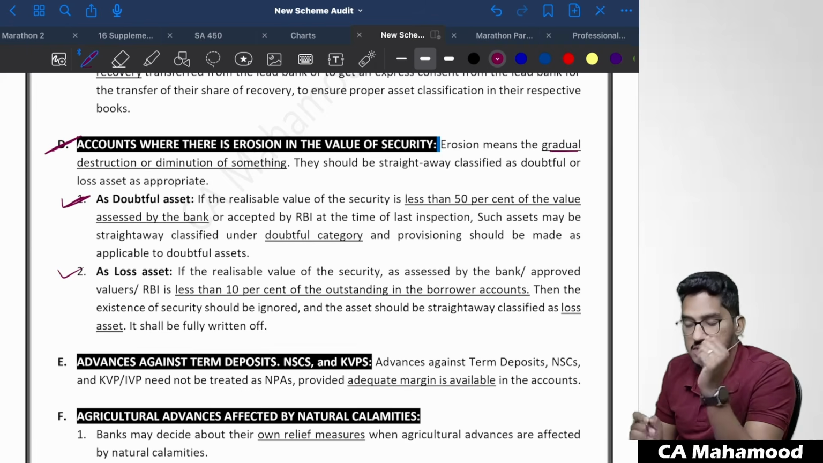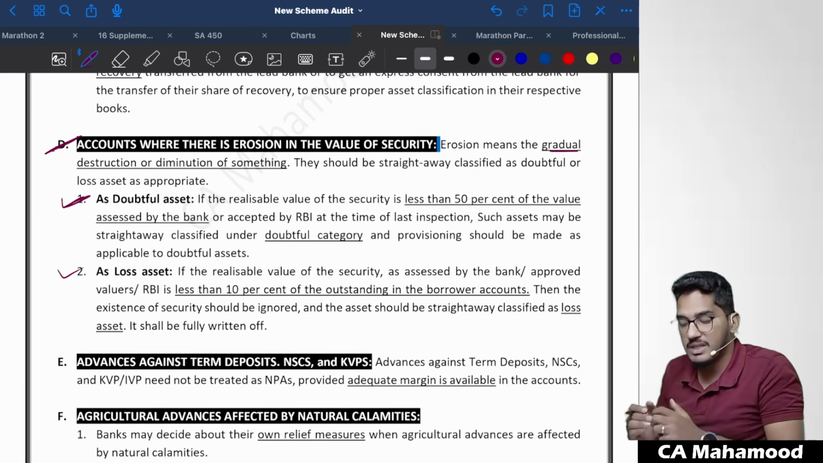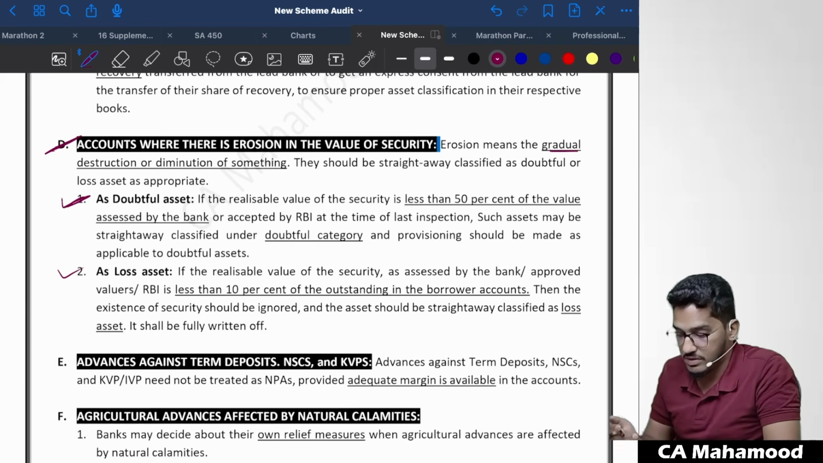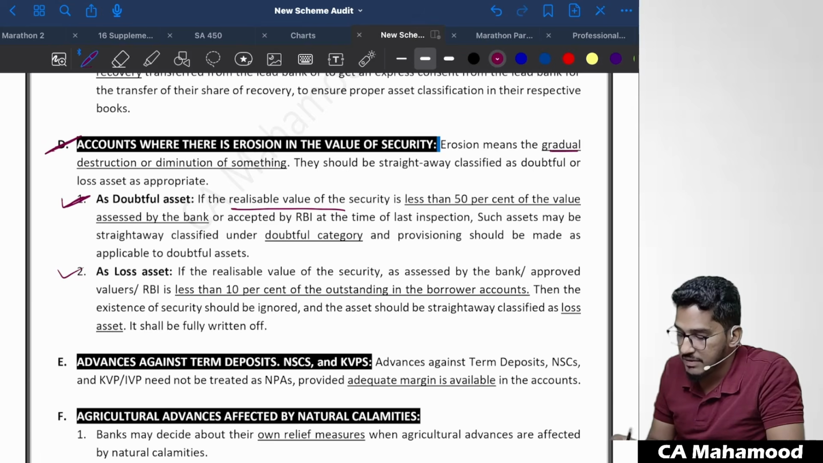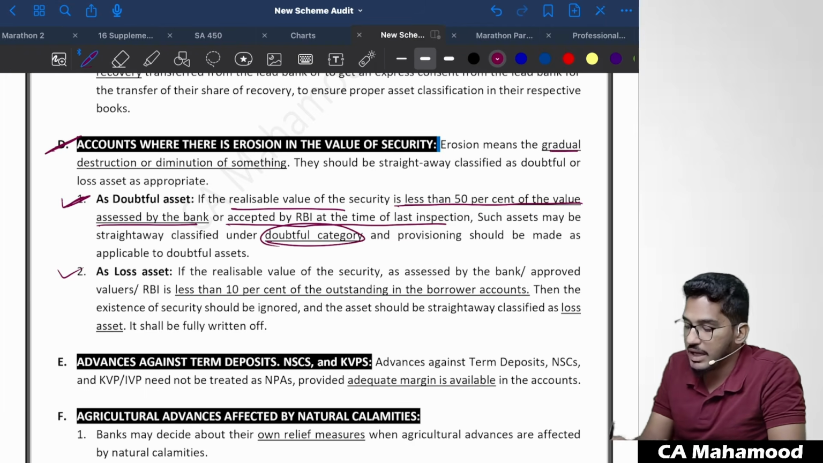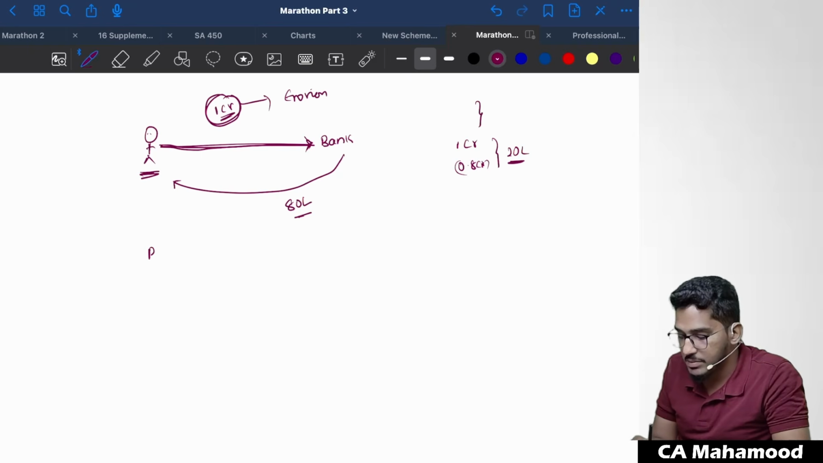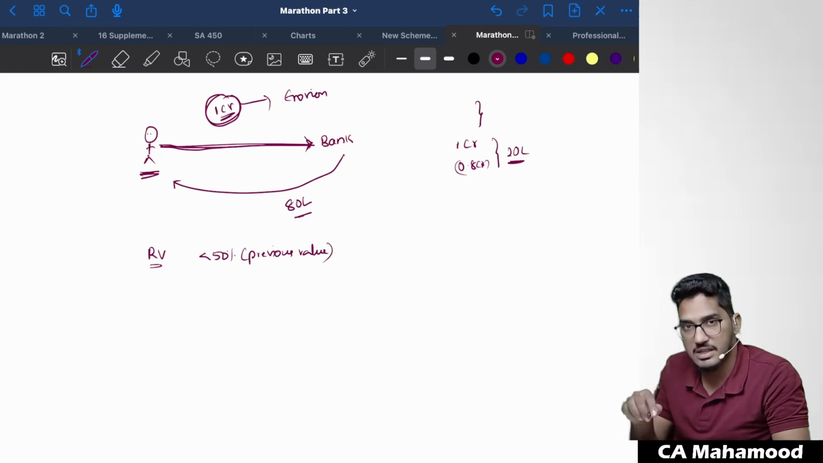In some cases we have to classify it as a loss asset. So when will we classify it as doubtful, and when as loss? Let us see. If the realizable value of the security is less than 50% of the value assessed by the bank or accepted by the RBI at the time of last inspection, such assets may be straight away classified under the doubtful category. So they are telling, if the realizable value of the security is less than 50% of the previously assessed value of that asset.